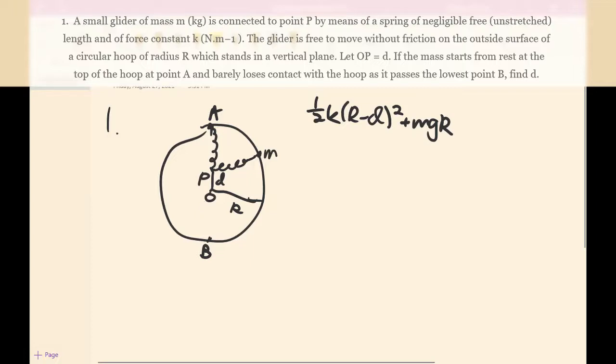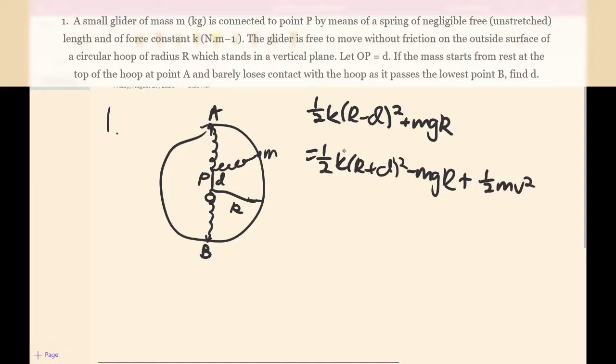And then when the mass is at the bottom of the circle, it's just 1/2 K times (R plus D) squared, again because the spring is stretched by a length of R plus D, and then minus mgR. And then we still have to add the kinetic energy, which is 1/2 mv squared. Okay, so that's one equation.